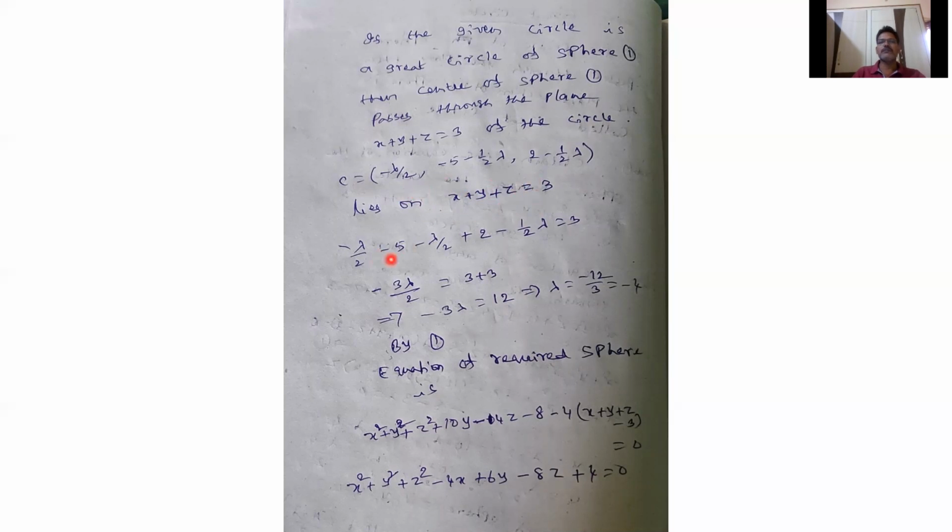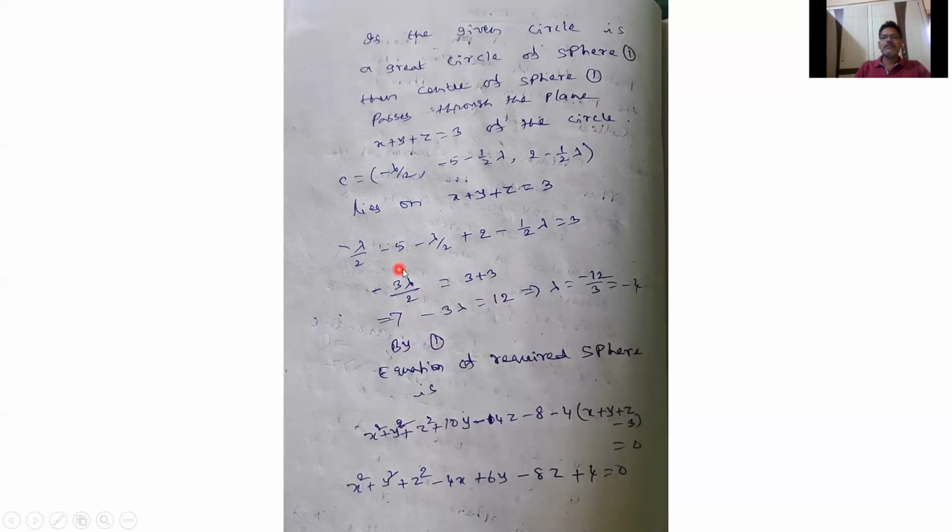So minus lambda by 2 minus 5 minus lambda by 2 plus 2 minus lambda by 2, we get minus 3 by 2 lambda. Here minus 5 plus 2 is minus 3, taking it to the right side we get plus 3, 3 plus 3 is 6. So minus 3 lambda equal to 12, lambda equal to minus 12 by 3. Therefore lambda is equal to minus 4.